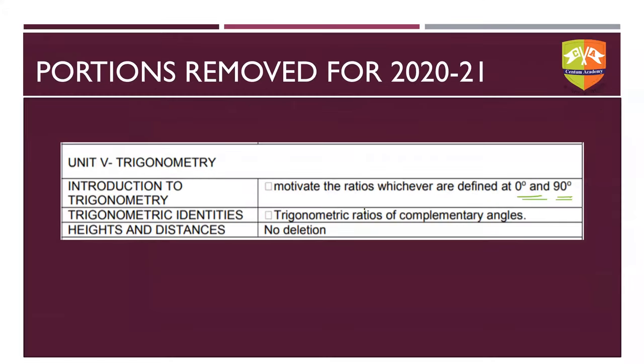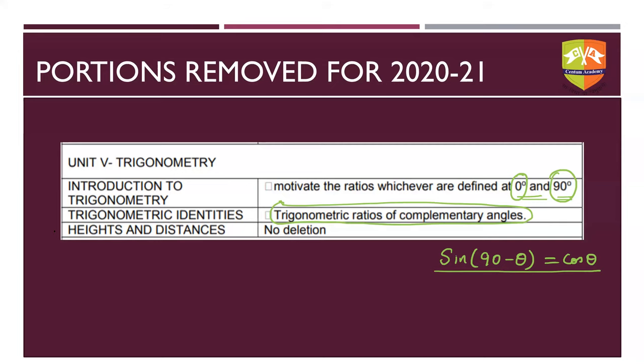So I was talking about this, that all the standard angles of 0 degrees and 90 degrees, they have removed. Trigonometric ratios of complementary angles. Now this is something which should not have been removed, but okay, no problem. In next year, 11th grade, you will learn it anyway. So hence sine of 90 minus theta is cos of theta. This will not be asked to you. So any application of this kind will not be there. And heights and distances, no deletion.